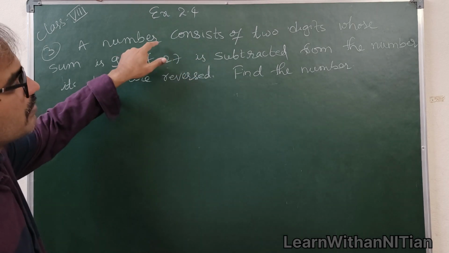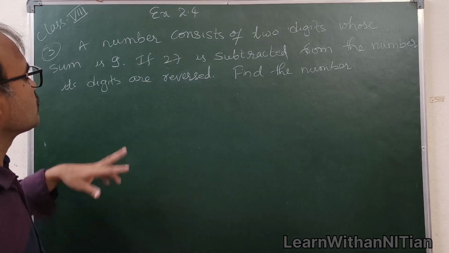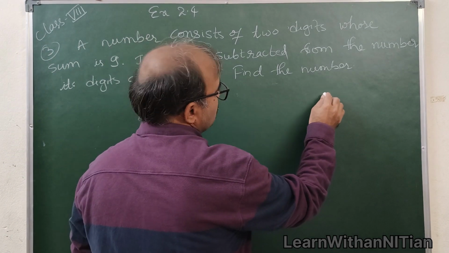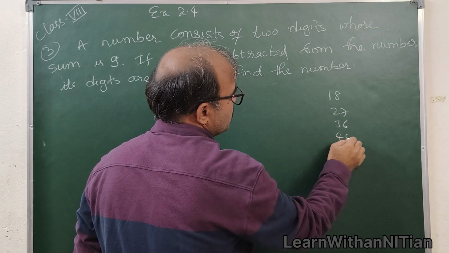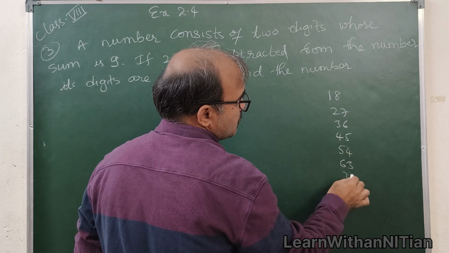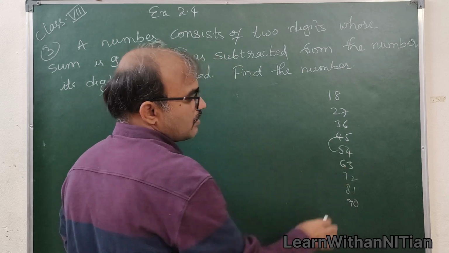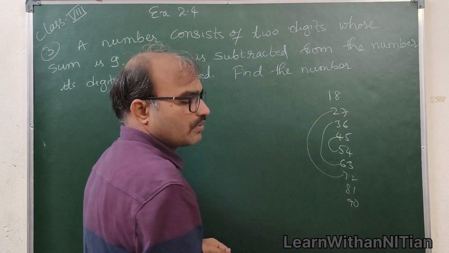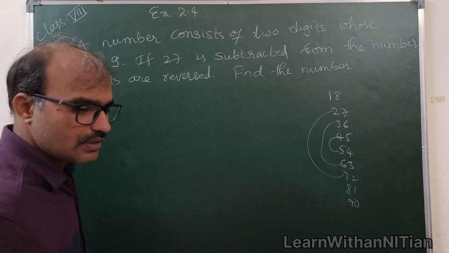The question says a number consists of 2 digits whose sum is 9. So we can solve this by the trial and error method very easily by writing the numbers 18, 27, 36, 45, 54, 63, 72, 81, 90. So digits are reversed here. You have to check the difference, right? Wherever you get 27, that will be your answer.